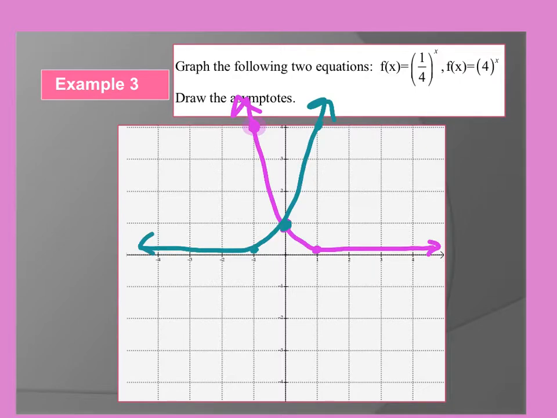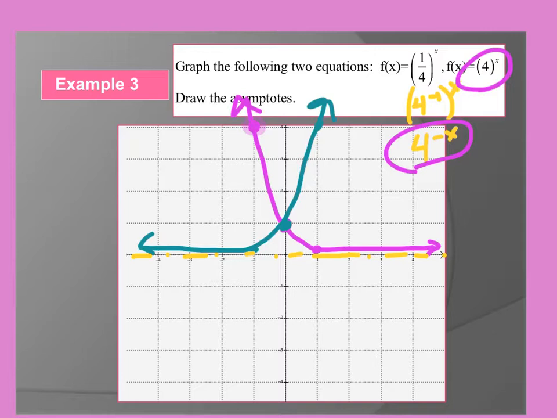Then it says draw the asymptote. So at y equals 0, I've got an asymptote. Okay, so look at the difference between these two, right? 1/4 can also be written as 4 to the negative 1, right? And if I were to raise that to the x power, I'd get 4 to the negative x. So if you compare these two, all that's happening is really that x has a negative on it, which is a reflection over the y-axis, okay?